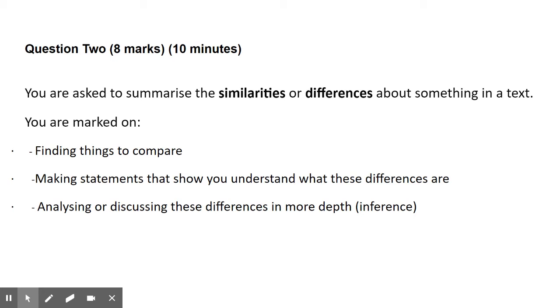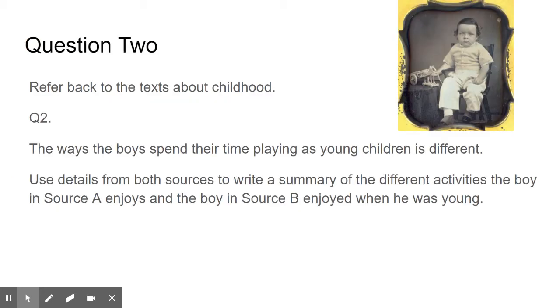And you're asked to summarize the similarities or differences about something in a text. This is what you're marked on officially. You're marked on finding things to compare. You're marked on making statements that show you understand what these differences or similarities are. And then you are marked on analyzing or discussing these differences in more depth, drawing conclusions about what they mean, or as we call this, inference. You're inferring meaning from the differences. So we'll go through this step by step.